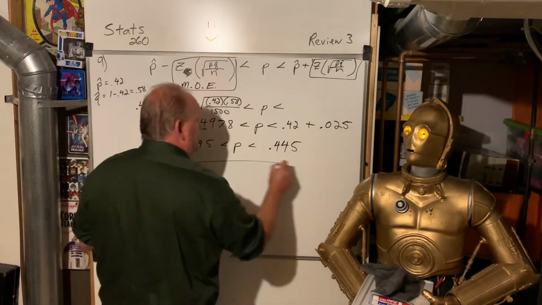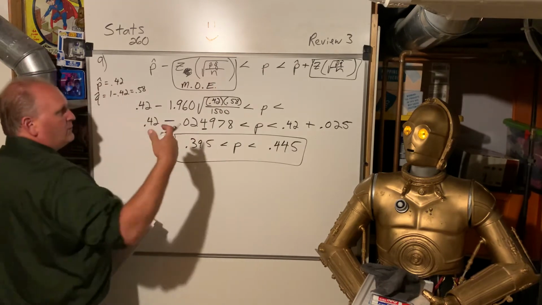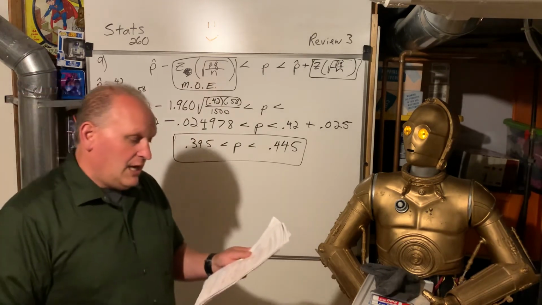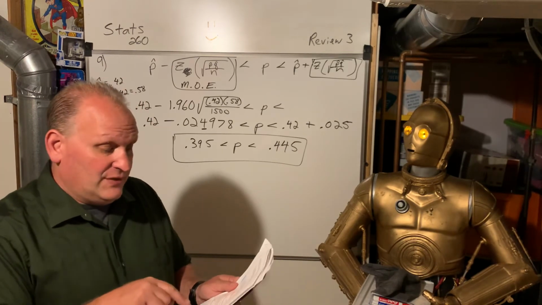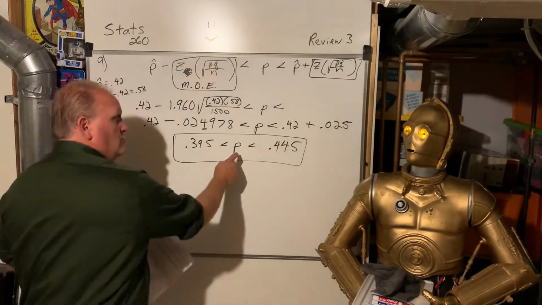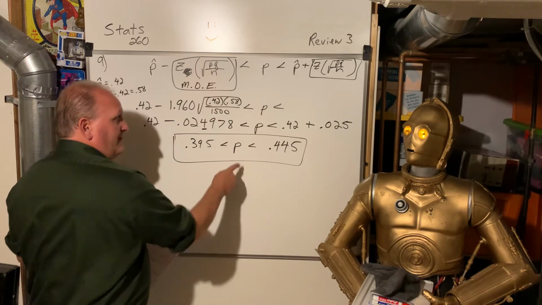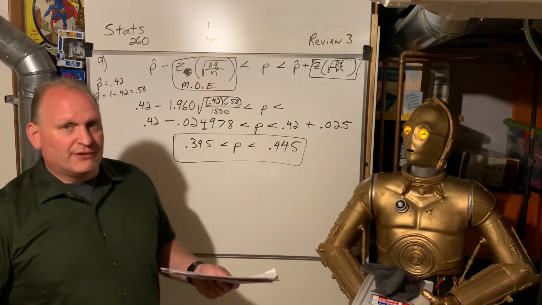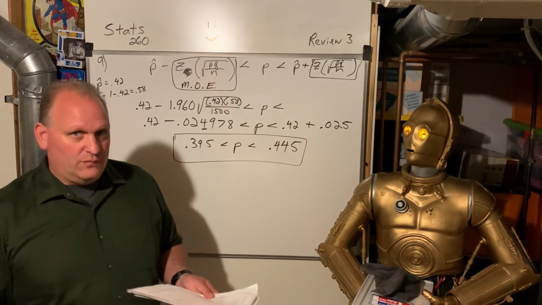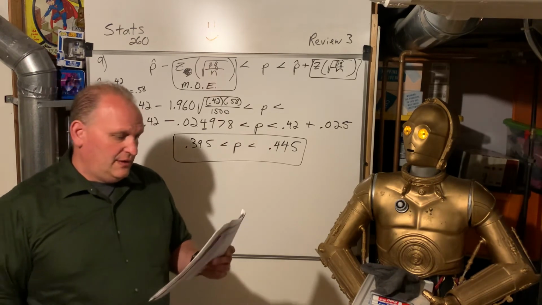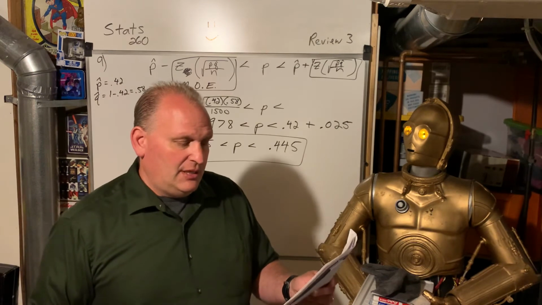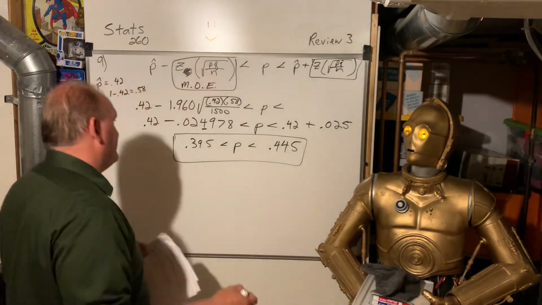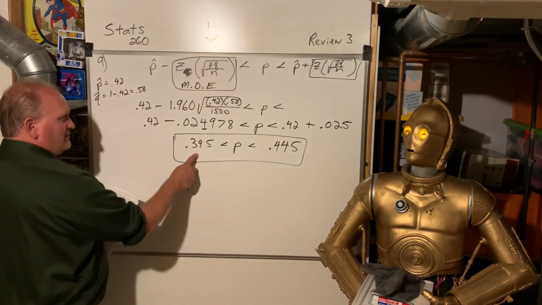So what does that mean? That means that if we repeated this 100 times, 95 of these intervals would actually capture the true proportion of the population. And we're never going to really know that. That's why we build a confidence interval. You don't actually know the true proportion of the population, and so that's an estimate for it. So this is a 95% confidence interval.